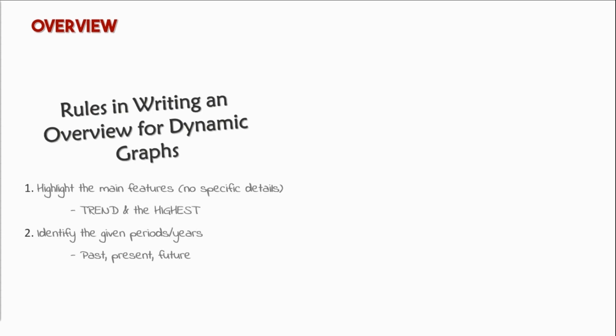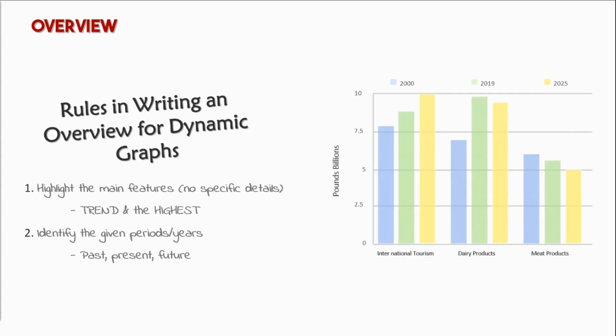Moving on to overview, you just have to remember two things. First is to highlight the main features, which are the trend and the highest. The second one is to identify the given periods or years. You have to check if it is in the past only or a combination of past and future or past, present, and future.